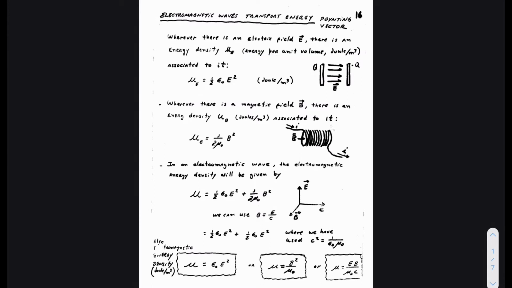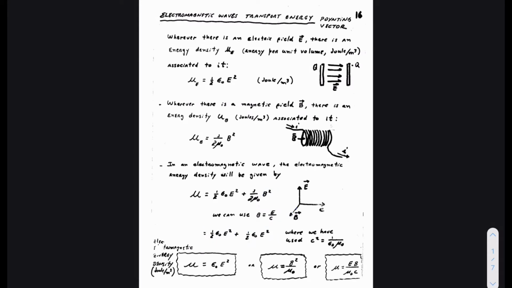And there is an analogous equation for magnetic field B as well, where mu B is the energy per unit volume due to magnetic field. So in an electromagnetic wave where both the fields are present, the electromagnetic energy density can be written as the summation of the above two quantities. And we know the relation between E and B. So converting this B into E by this equation tells us that these two quantities are actually the same.